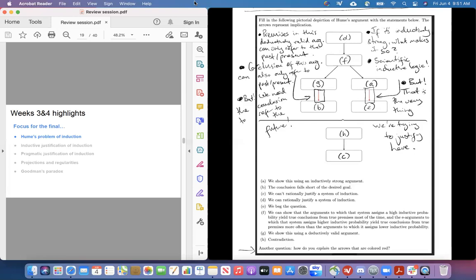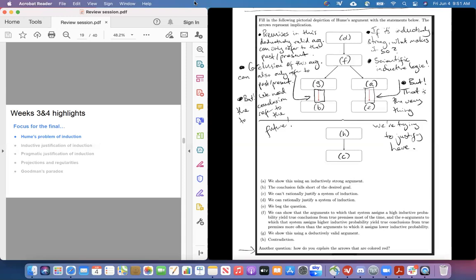And these explanations of these two arrows is important. I really want people to be focused on this. I really want us to nail this down on Monday. So any questions before we move on about Hume's problem?